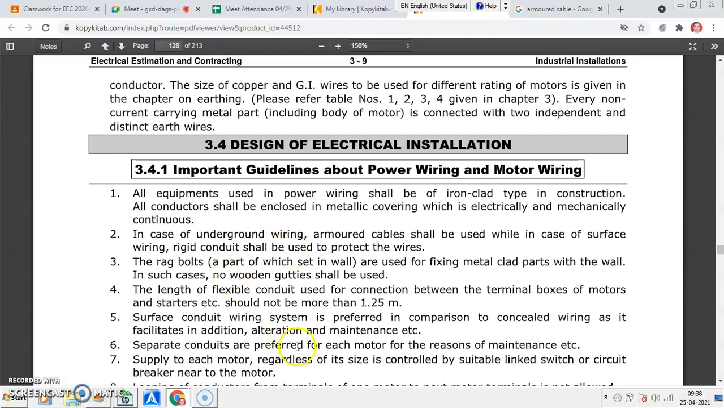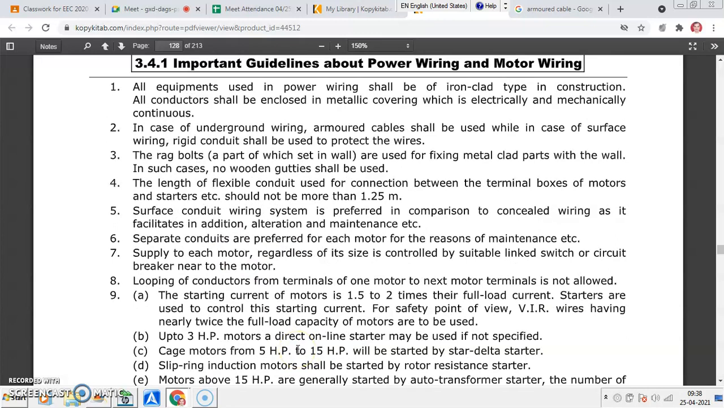Okay. Then you may have some points regarding the guidelines: the supply to each motor is independently controlled by a suitable switch and circuit breaker or fuse. That's what we expect. So each unit or each motor is to be controlled suitably, linked with a switch fuse unit and circuit breaker. So earthing also and all this.